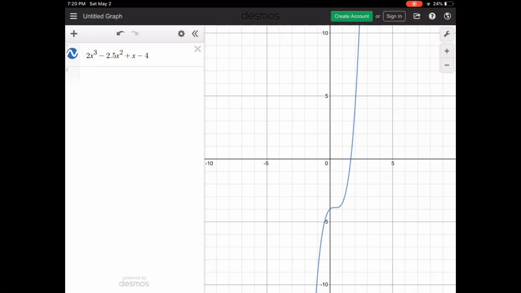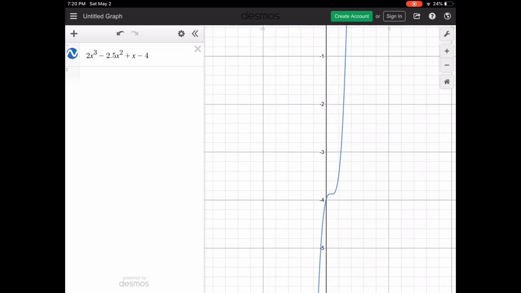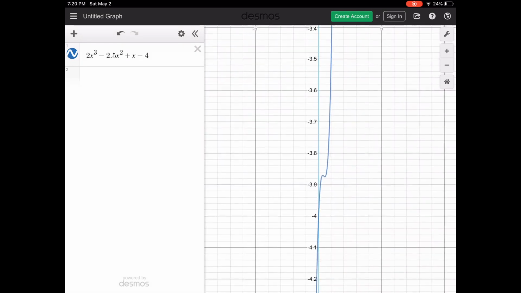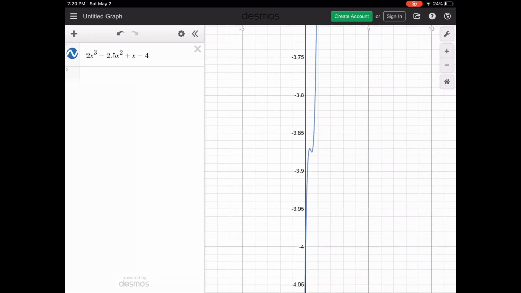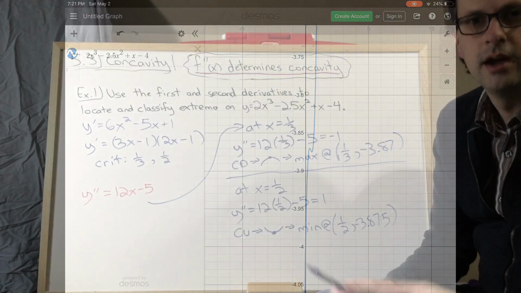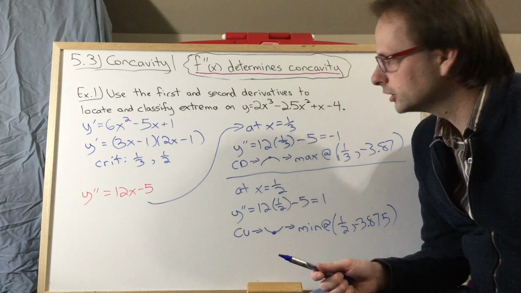When we look at the graph of the function, it doesn't even look like there's any extreme values at all. But if we start to zoom in a little bit, they start to reveal themselves to us. And there is that max at 1/3, negative 3.87, like we expected. And here is the min at 0.5, negative 3.875. But more important than that is the fact that at that max, you can see that it's concave down. And at the min, you can see that it is concave up, just like we showed. So it all looked good on Desmos. It confirmed what we expected.